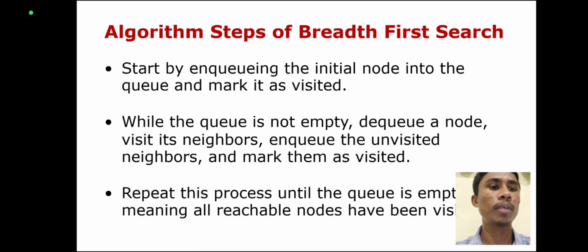Algorithm steps of breadth first search. It starts by enqueuing the initial node into the queue and marking it as visited. And in this topic we are studying queues in data structures. While the queue is not empty, dequeue a node, visit its neighbors, enqueue the unvisited neighbors and mark them as visited. Repeat this process until the queue is empty, meaning all the reachable nodes have been visited.